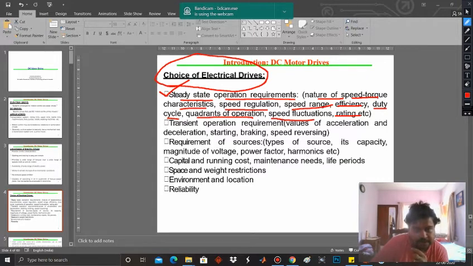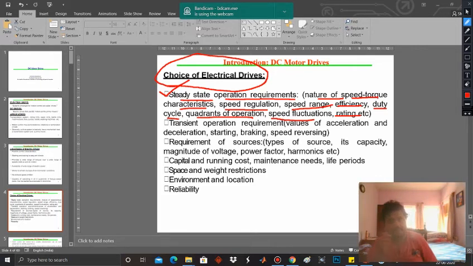That is known as duty cycle. And obviously I have said that the quadrants of operation, it should be able to operate at all the four quadrants of the speed torque. That is your requirement. Now the speed fluctuation is also very important. So you have to see whether the speed is fluctuating or not. If the speed is too much fluctuating, then it is not desirable.